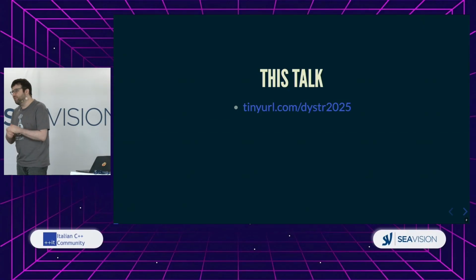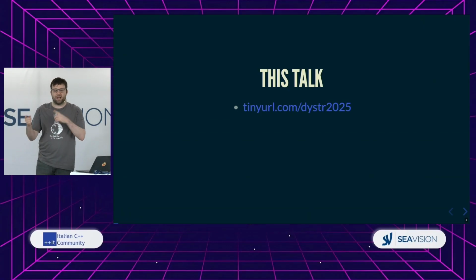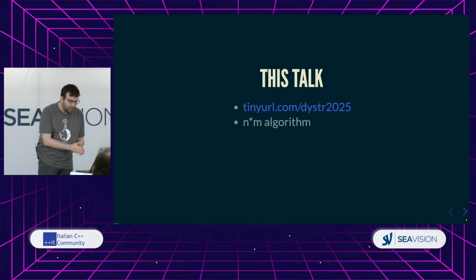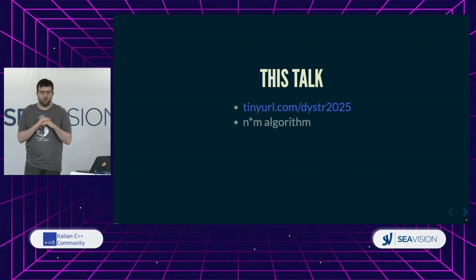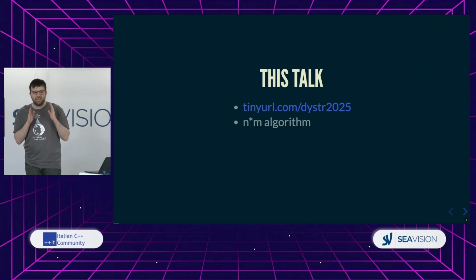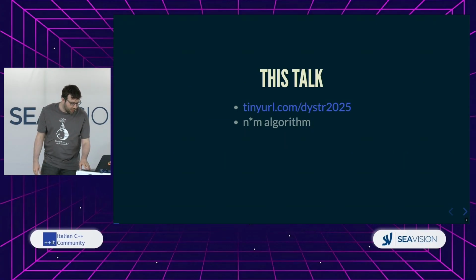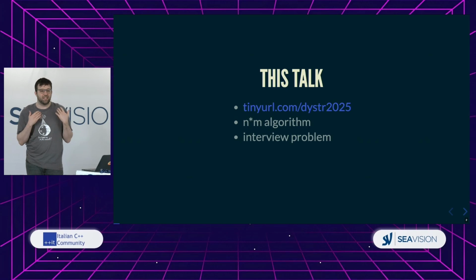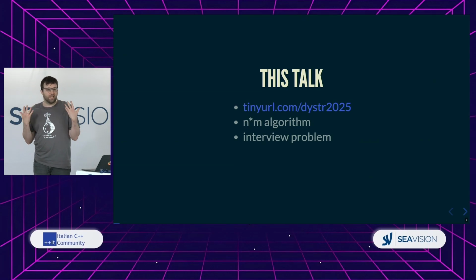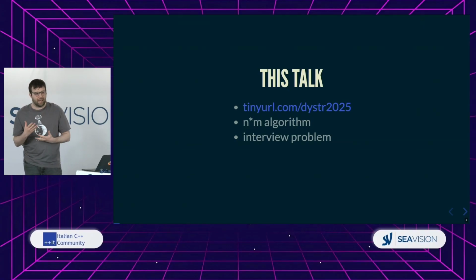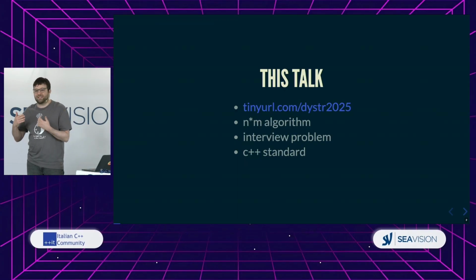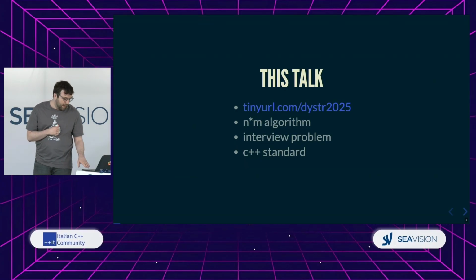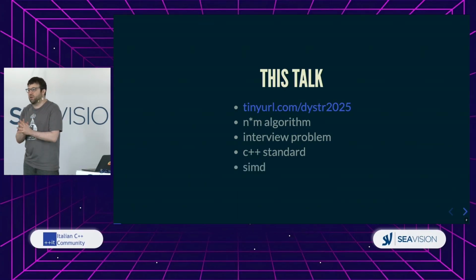We're going to talk about finding a substring in a string. Just to be clear, we're going to be talking about n times m algorithms. There are no tables, no clever tricks, just an n times m algorithm. We're going to start with just an interview problem. How do you assume people write that during the interview? We'll have a look at the performance of those solutions. Then we'll look at what the C++ standard provides us. And finally, we are going to talk about SIMD.